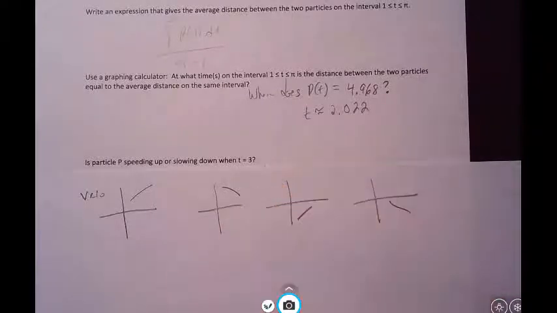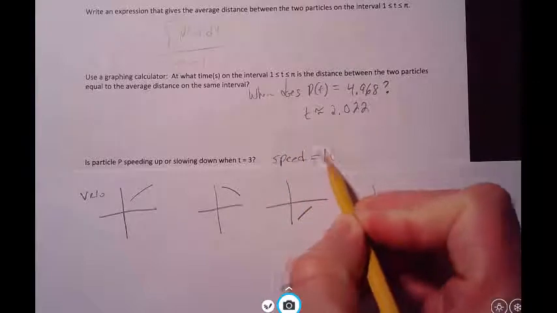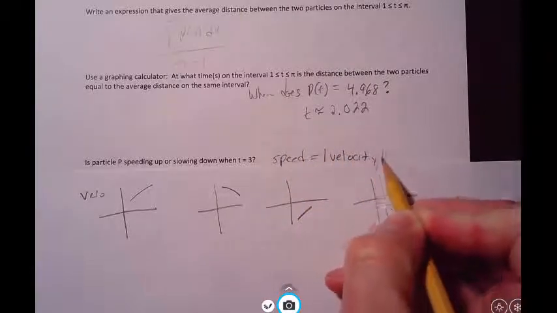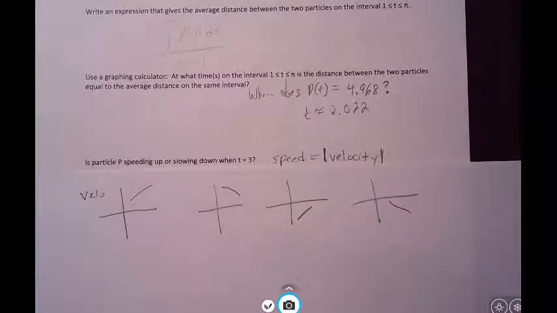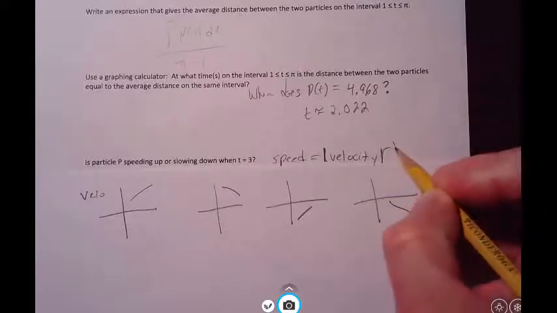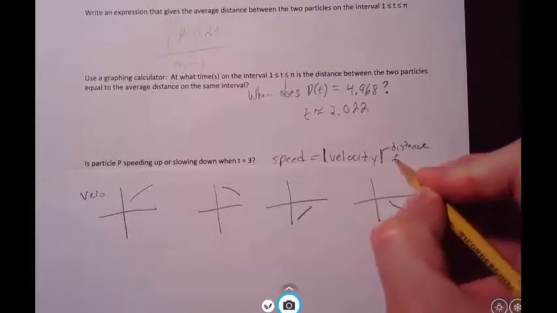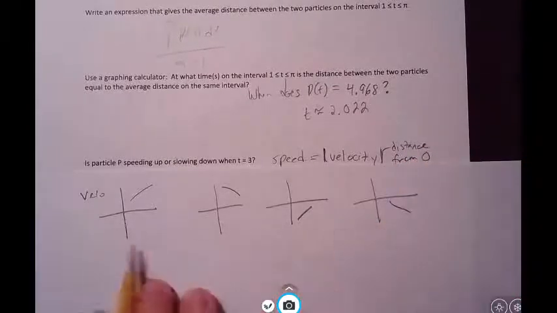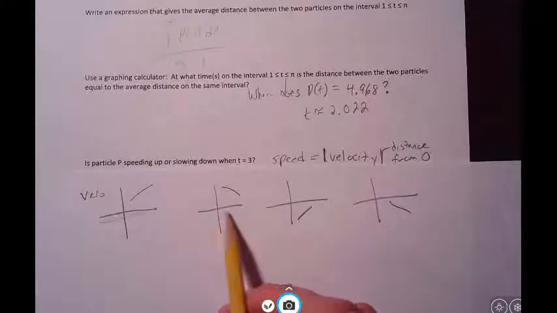The thing to keep in mind when I say that speed and velocity are related but different is that speed is the absolute value of velocity. Your speedometer in your car is never going to give you a negative reading. It doesn't care if you're moving toward home or away from home. It's always going to be a positive value because speed is an absolute value. Absolute value, remember, is distance from 0. Well, in these 4 graphs, 0 is the x-axis.